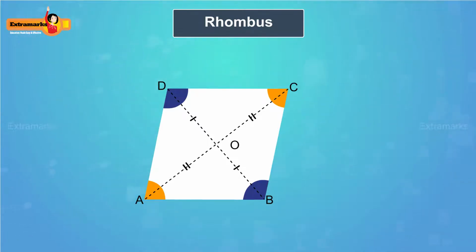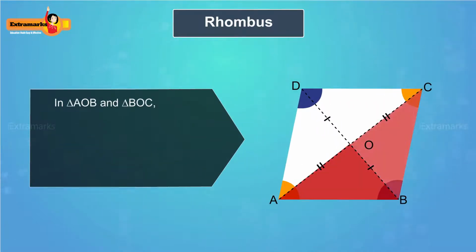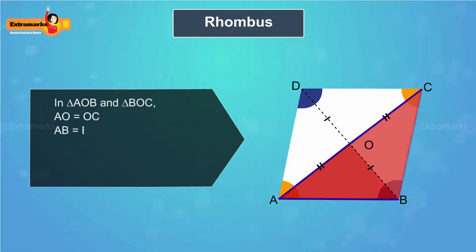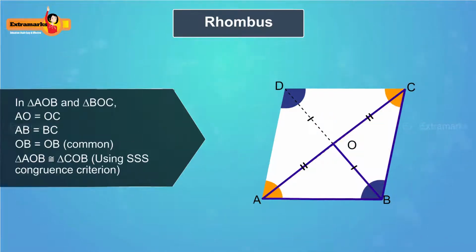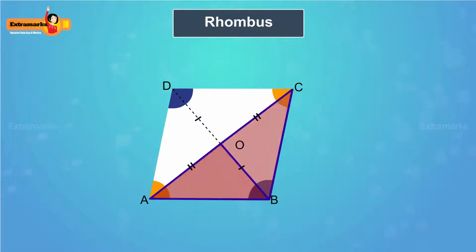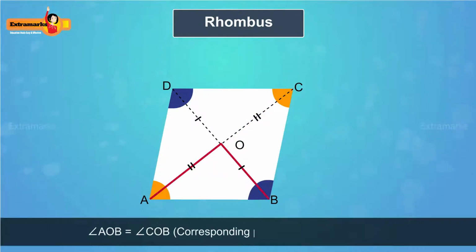Now take any two adjacent triangles formed by the diagonals, for example, triangles AOB and BOC. In these triangles, AO is equal to OC and AB is equal to BC, while OB is common in both. So, the triangle AOB is congruent to the triangle COB by SSS congruence criterion. Therefore, the corresponding parts of these triangles are equal. Thus, angle AOB is equal to angle COB.